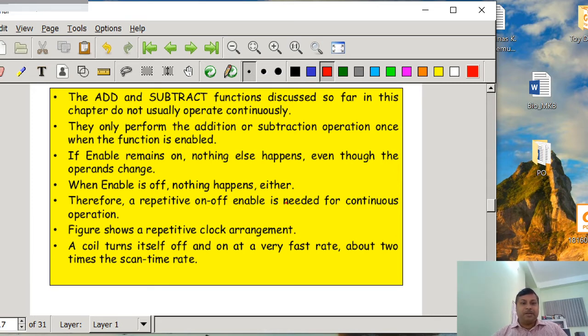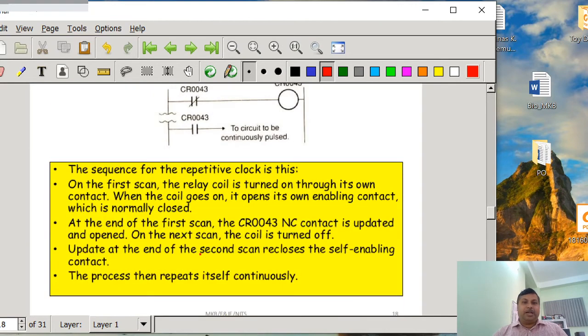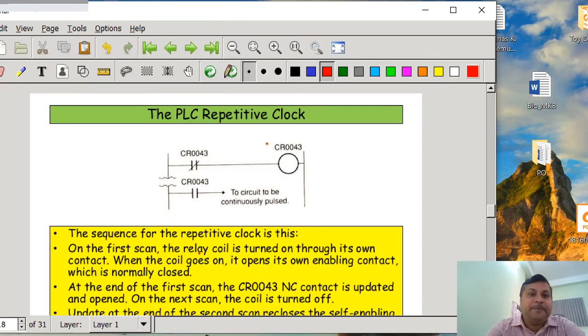The figure shows a repetitive clock arrangement. A coil turns itself off and on at a very fast rate, about 2 times the scan time rate. Here this is the circuit. You see CR43 as a normally closed contact, and a coil we have taken, that is CR43, and then CR43 as a normally open contact is taken as the enable contact for the adder as well as the subtractor. So now how is it going to work?